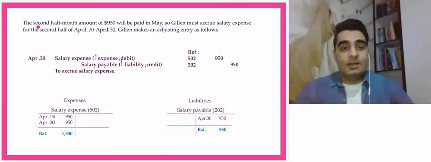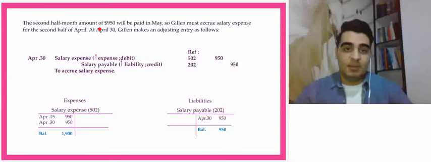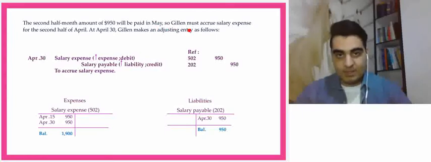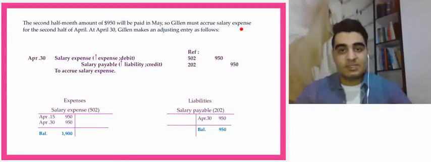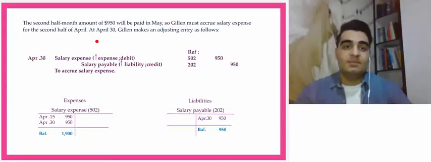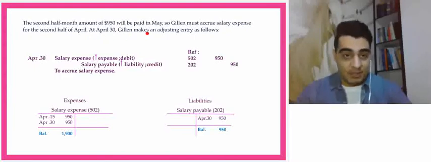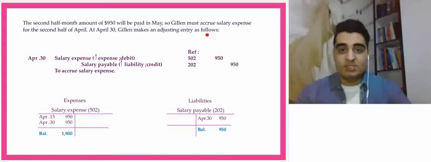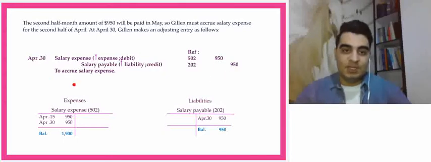And then here comes the second half of the month amount of $950 that we will pay in May, the next month. So Gillen must accrue salary expense for the second half of April. At April 30, Gillen makes an adjusting entry as follows. So we have to make an entry before the month ends. This will be our adjusting entry.